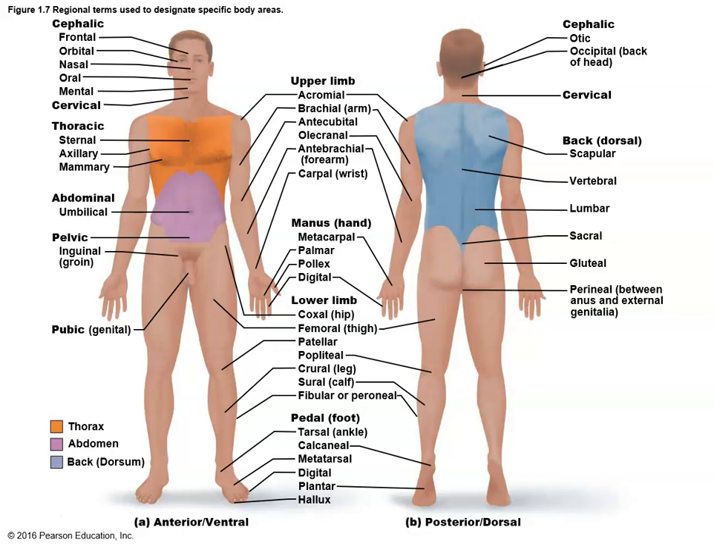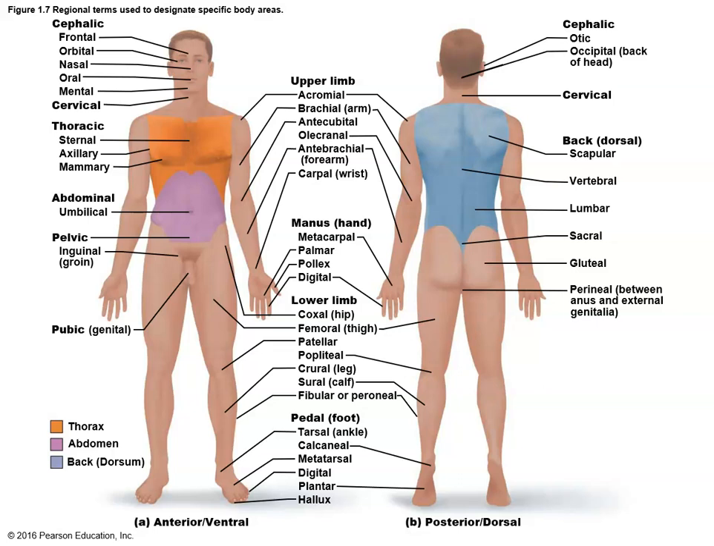Here we have Naked Boy. And Naked Boy has a number of different regional terms labeled. So the point here is, if we're trying to talk about something on some part of the body, there's a term for that part of the body. And rather than saying somewhere in the back, when we're talking about something on the shoulder region, we could say scapular, and that specifically refers to the shoulder. And that's more informative and more descriptive than saying somewhere in the upper back.